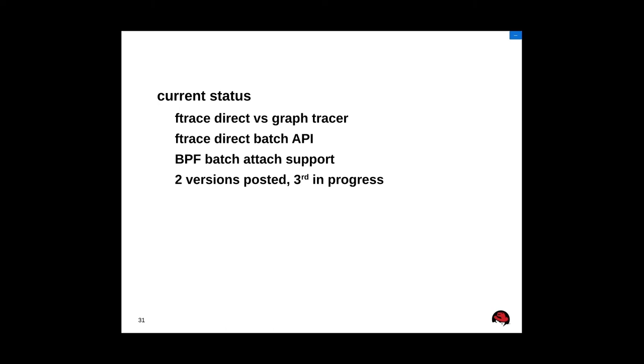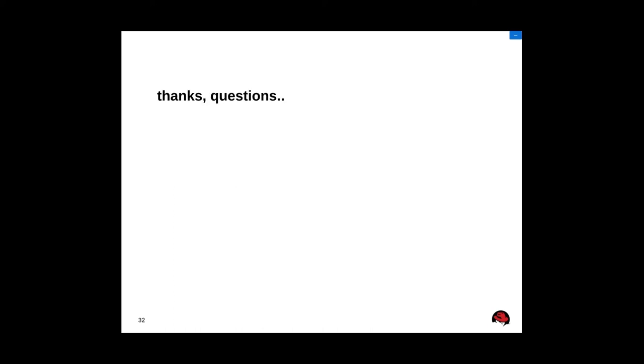The current status, as I said: there are already two versions of the patch set posted. They didn't have the complexity of mixing the trampolines; they were just denying that. But in the review, Alexei asked to allow this possibility, so that will be part of the third version. The patch set contains the fix for the graph tracer, all the needed APIs for ftrace and BPF, and also the selftests. So hopefully the third version will come soon. And that's all I have.